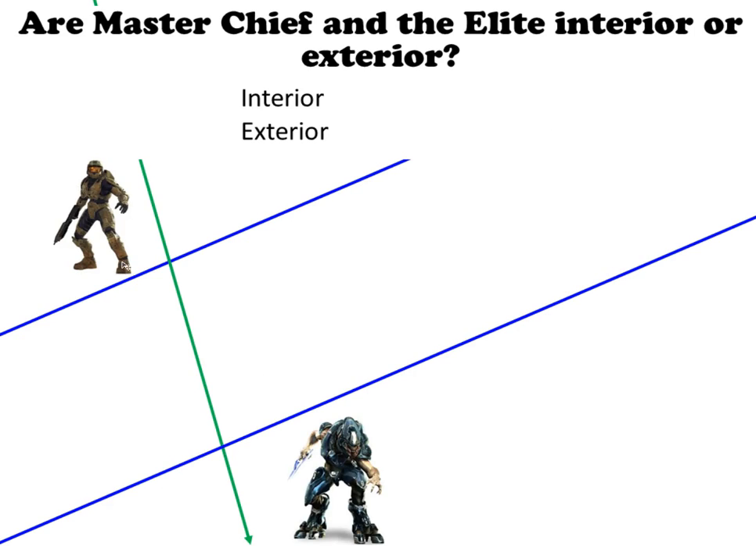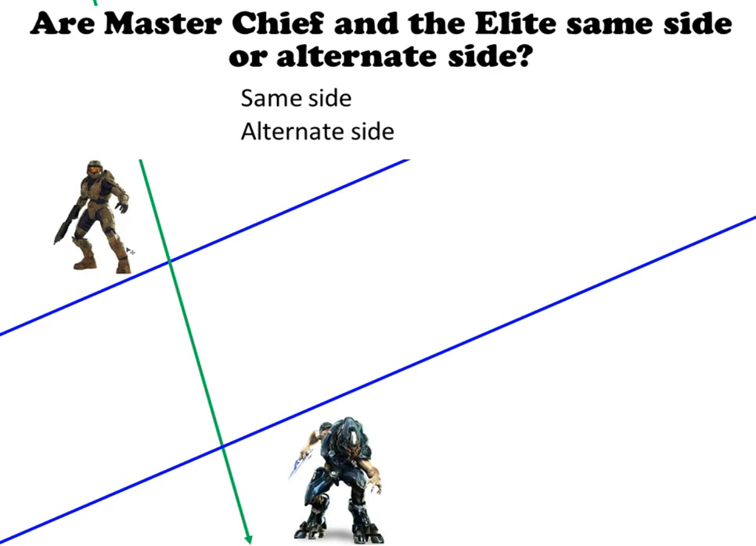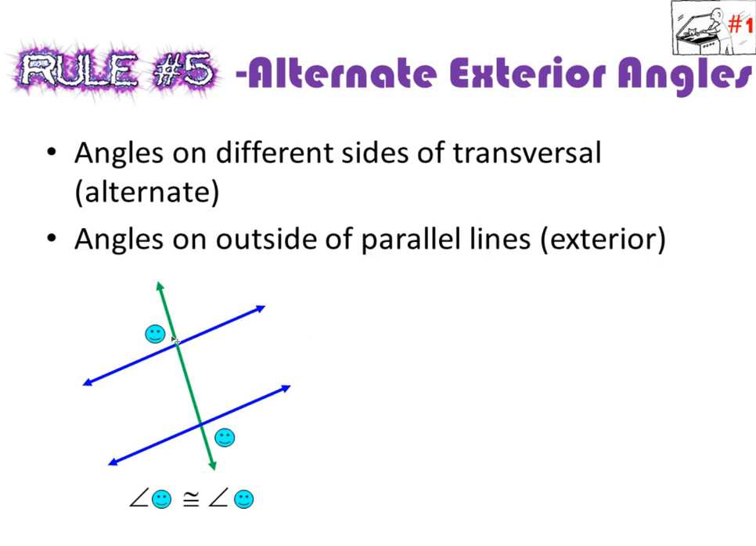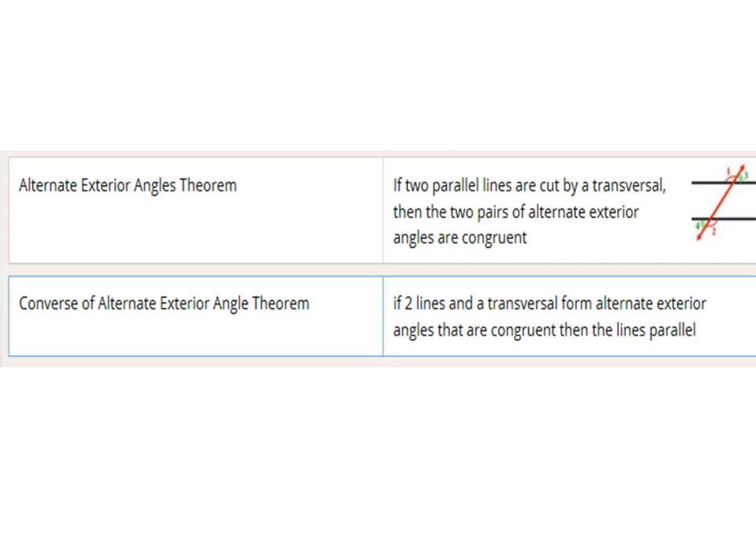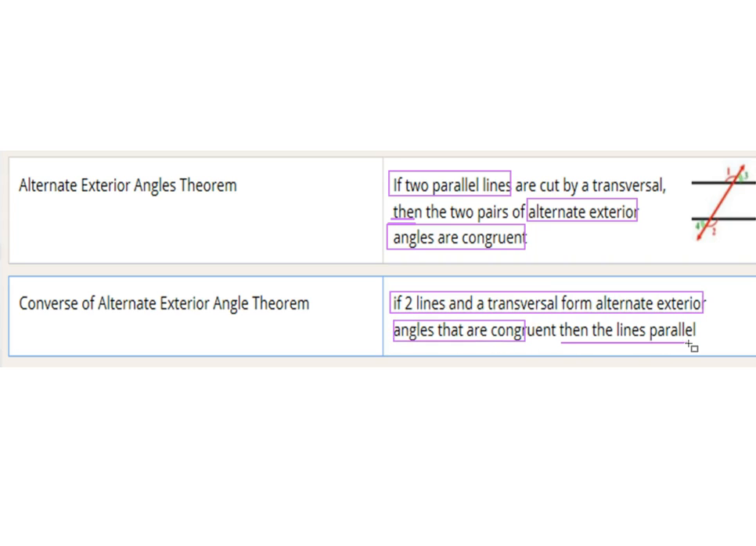So these guys, they are exterior. They are on the outside. Are they on the same side or alternate side? Alternate side. So alternate exterior angles are also congruent. And just like the other one, we have the theorems. If we have two parallel lines, then we know that the alternate exterior angles are congruent. Or if we have these lines and we know that the angles are congruent, then the lines are parallel. So they're kind of flip-flop which way.